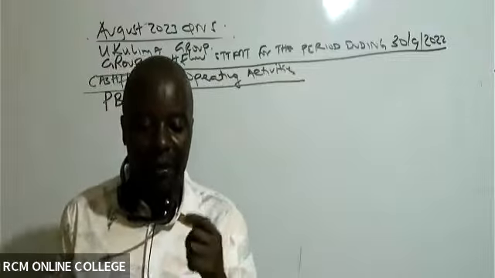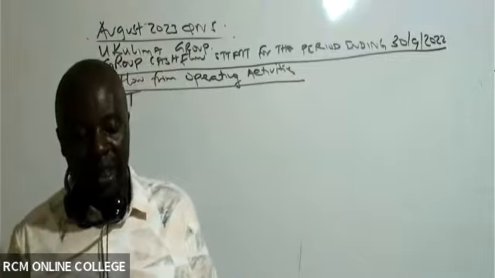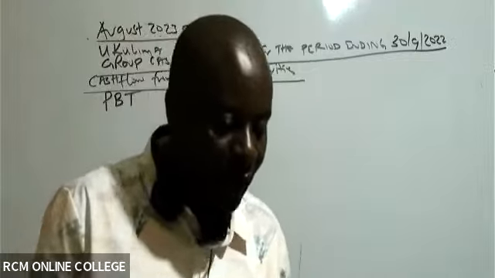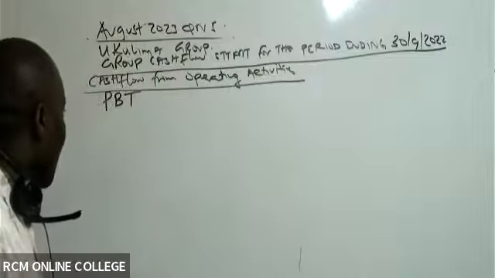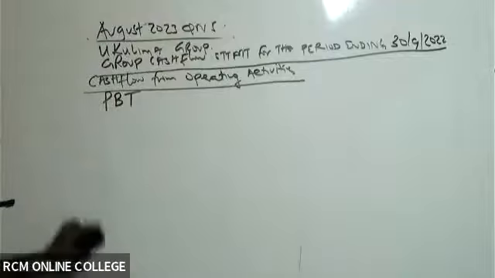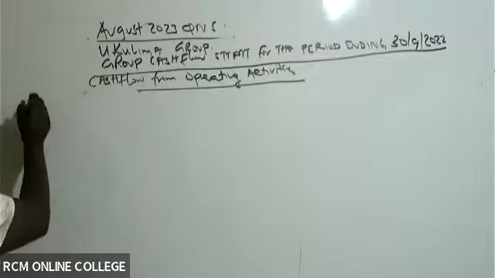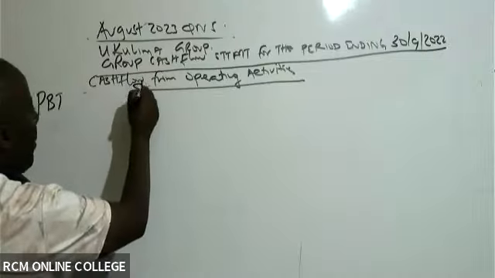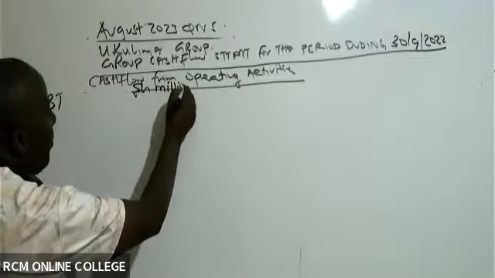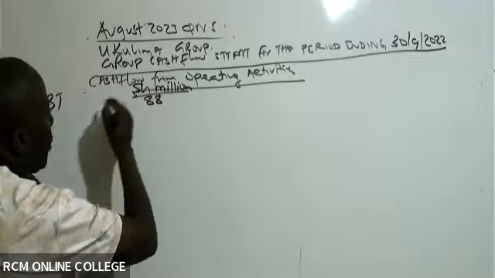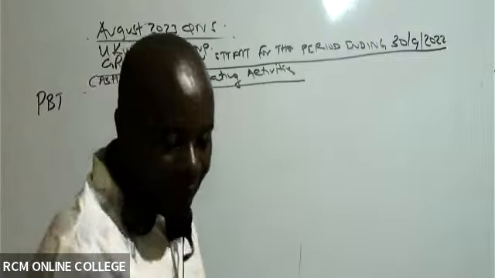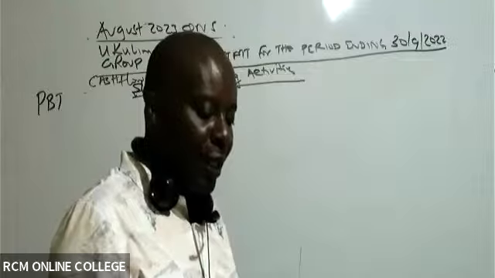So in this income statement, is there somebody who is able to tell me what the profit before tax is? Just go there very fast. Give me the profit before taxation. 88. Our figures are in millions, remember. So in this case, profit before tax, we have 88. That's very, very important.